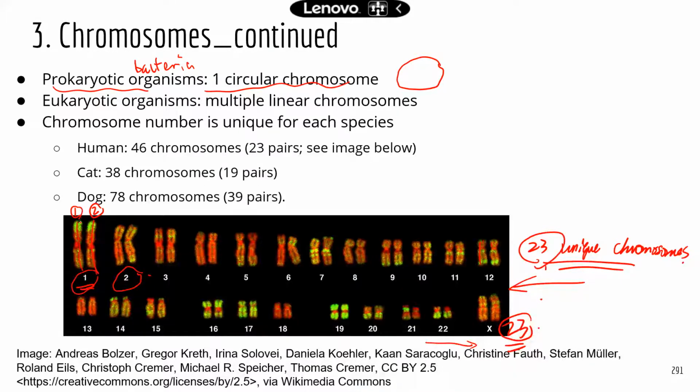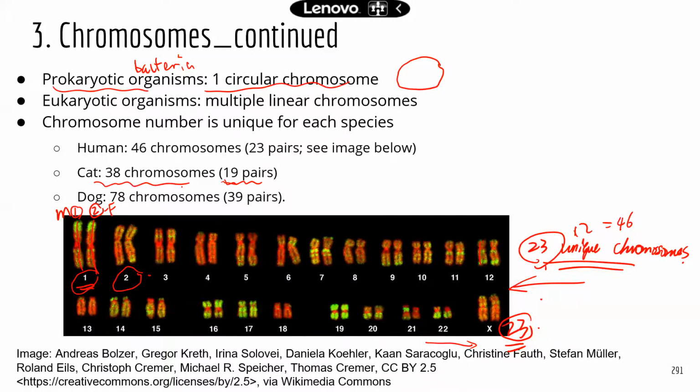So one copy comes from the mother, the other copy comes from the father. So again, for each type of chromosome, you are going to have 2 copies. So 23 by 2, that's 46 in total. Cats have 19 pairs of chromosomes, right? So they have 19 unique chromosomes, and each chromosome has 2 copies. So that's a total of 38 chromosomes.